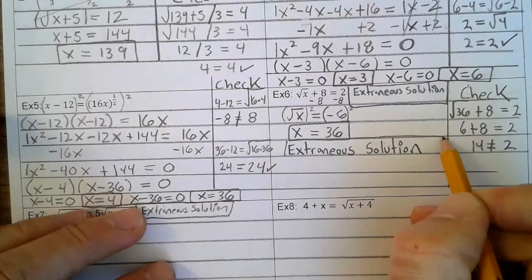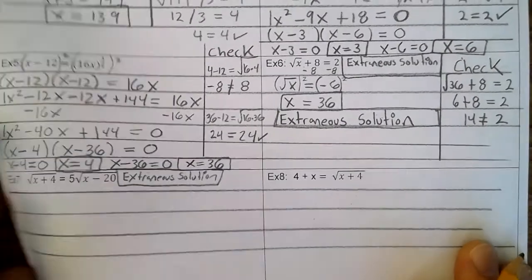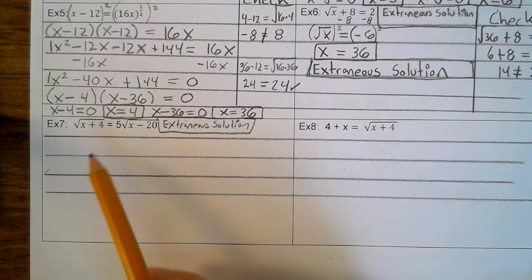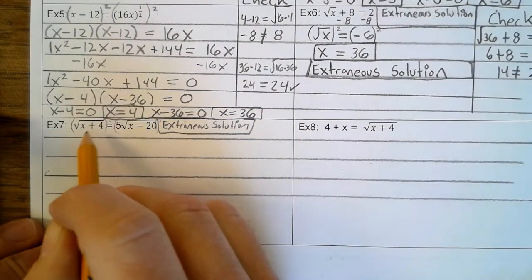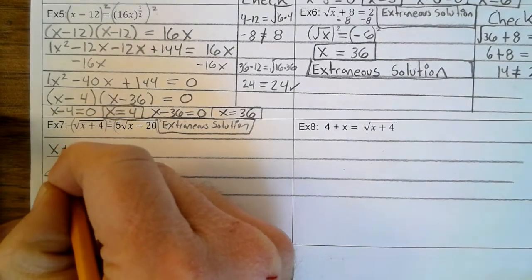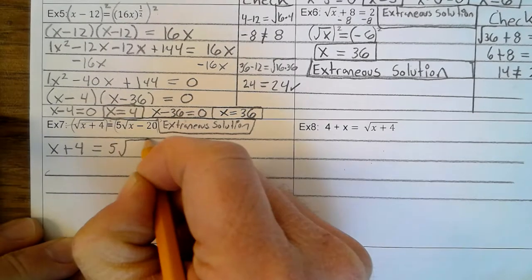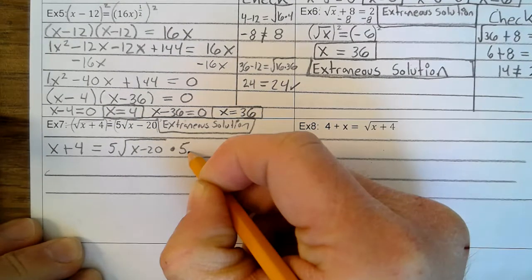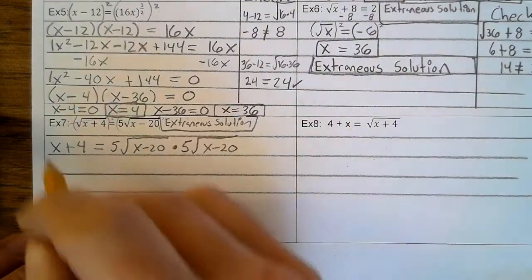All right, now let's take a look at example 7. The square roots are as isolated as can be, so we're going to square both sides. So that becomes, to the power of 1, x plus 4, and this would be 5 square root of x minus 20 times 5 square root of x minus 20. Nothing we can do with x plus 4 yet. 5 times 5 is 25.